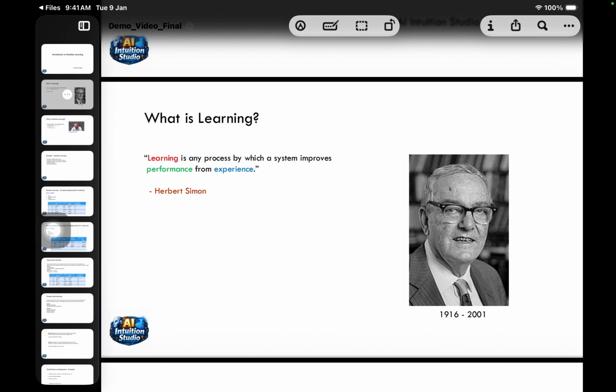What is learning? Learning is about performance improvement over time. If a system is exposed to experience but its performance does not improve, then learning has not actually happened.